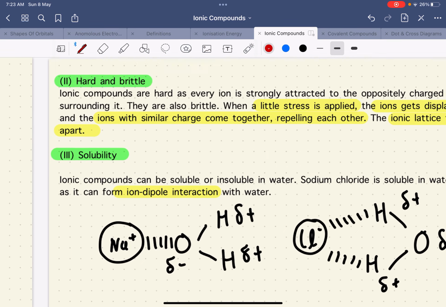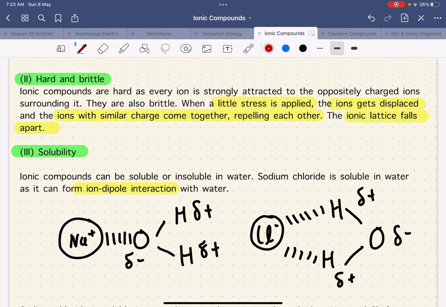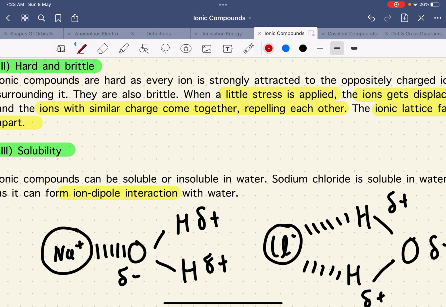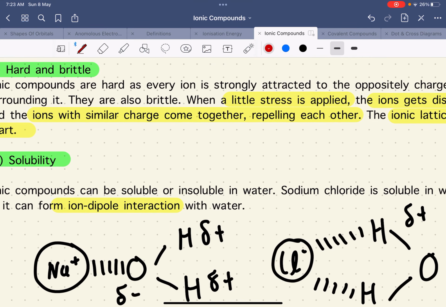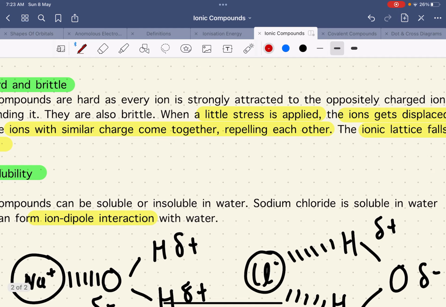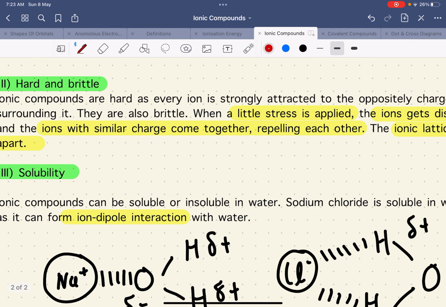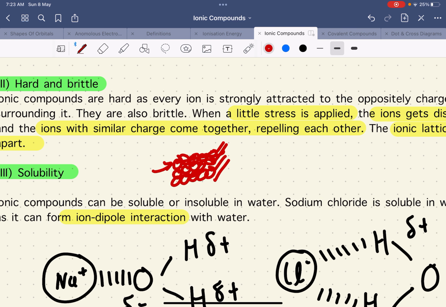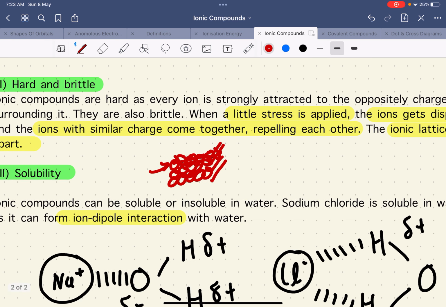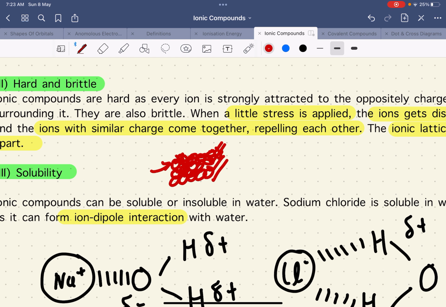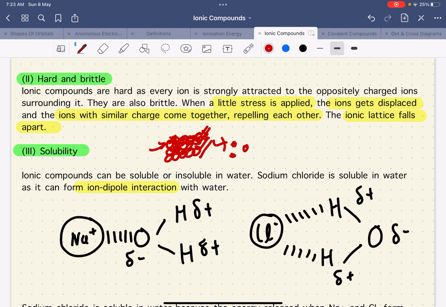Now let's get hard and brittle. Ionic compounds are hard because every ion is strongly attracted by the oppositely charged ions surrounding it. They are also brittle, meaning they break very easily. When little stress is applied, the ions get displaced, because in a giant ionic lattice structure, something like this, sort of like a metallic one but not really, it has its layers like this. Then when little stress is applied, they get displaced. When they get displaced, ions of similar charge come together and repel each other, then the giant ionic lattice just breaks down. So they fall apart.